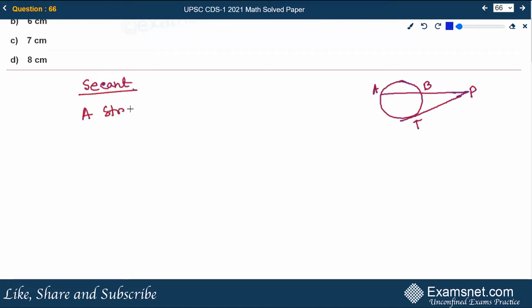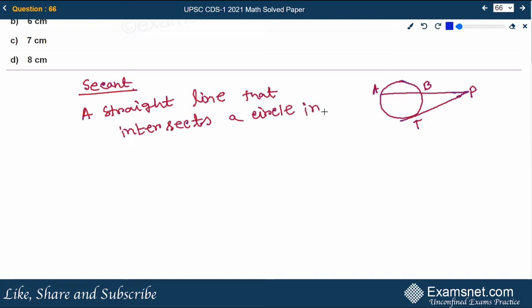A straight line that intersects a circle in 2 points is called a secant of a circle. So here we can see this straight line PA. It intersects the circle in 2 points, at the point A and at the point B. So PA here is the secant.